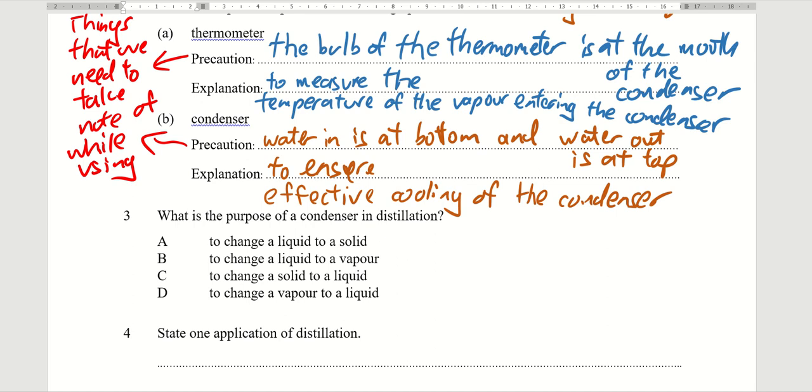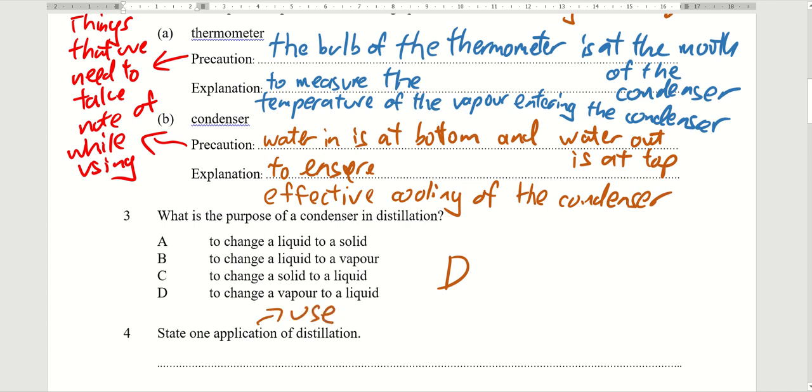So let's move on. What is the purpose of a condenser in the distillation? You have seen in the previous part that the purpose of the condenser is basically to change a vapor into a liquid. So the answer is D. State one application of distillation. Application here means a use. So state a use of distillation.